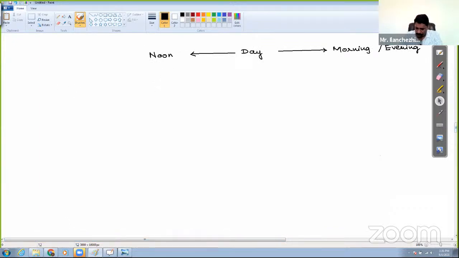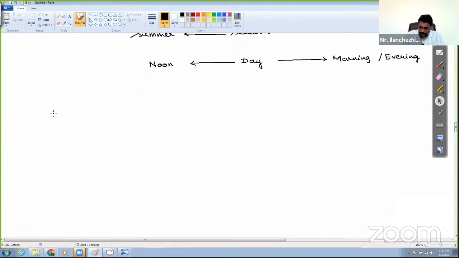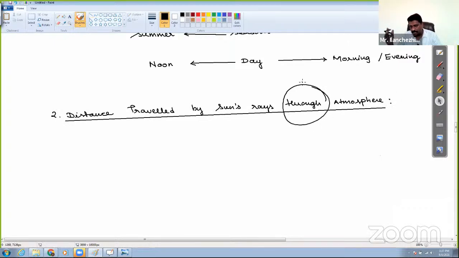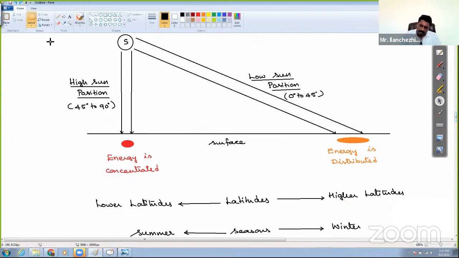Number 2, distance traveled by sun's rays through atmosphere. This word through is very important, my friend. The distance of sun's rays traveled through the atmosphere. The word through is very important. I'm not simply talking about the distance the sun's rays travel. I'm talking about the distance the sun's rays travel through the atmosphere. So I'll try to reuse the same diagram, my friend.